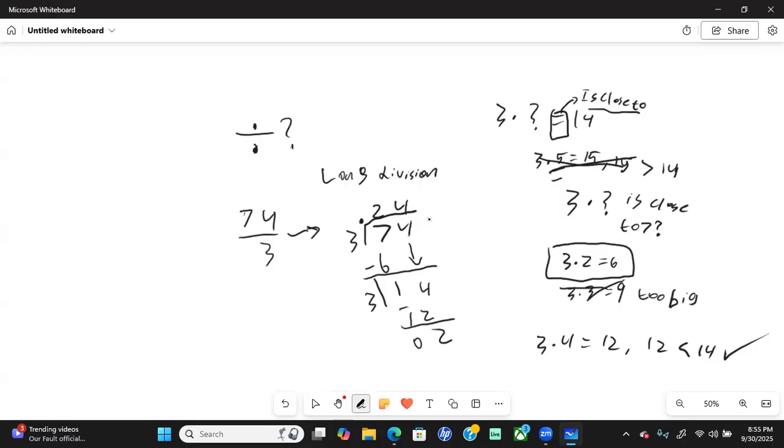Now, I could continue, but I don't want to do decimals for this. So here's my quotient. Here's my remainder. So we would write this as 24 plus 2/3, because this is 2 divided by 3, right? There's my answer.